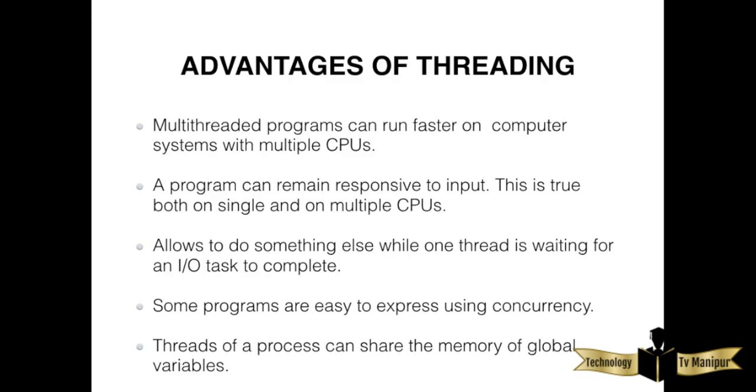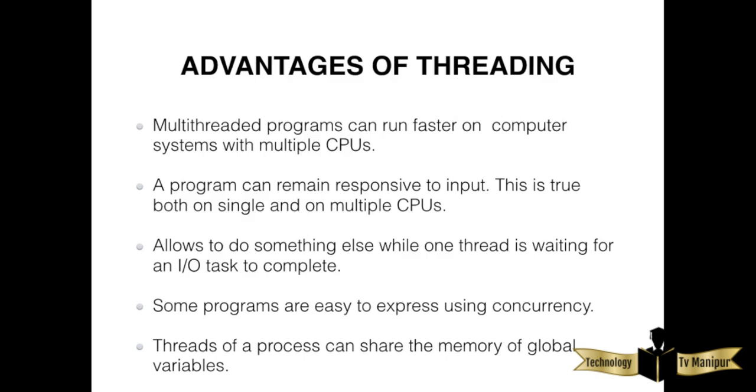And the next advantage is threads of a process share the memory of global variables. So as I have already shown you in the diagram previously, multiple threads can share the memory of the global variables at the same time. So if a global variable is changed in one thread, this change is valid for all the threads. A thread can have local variables also, as we have seen in that diagram.